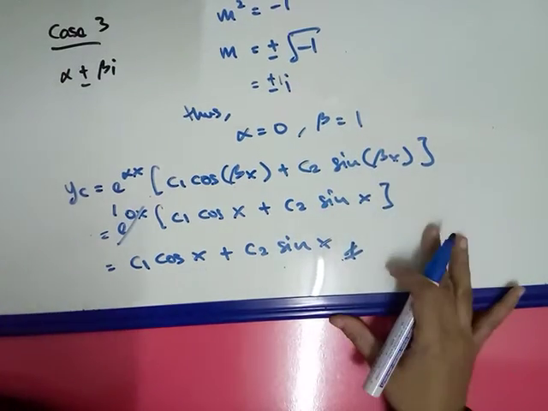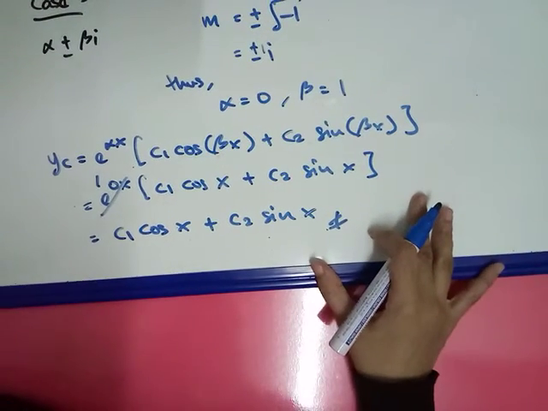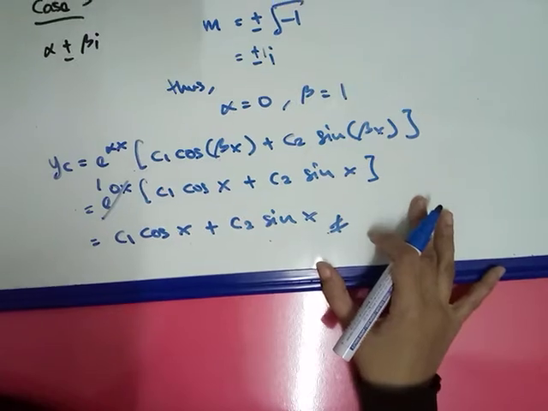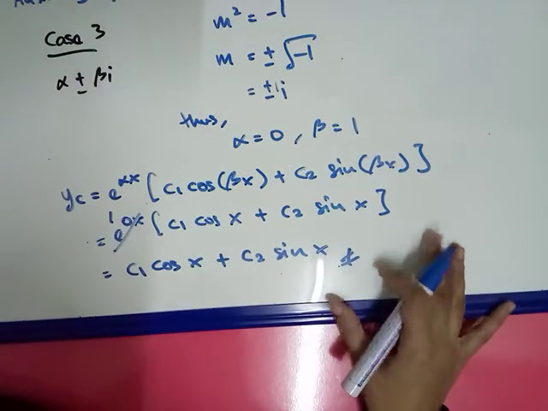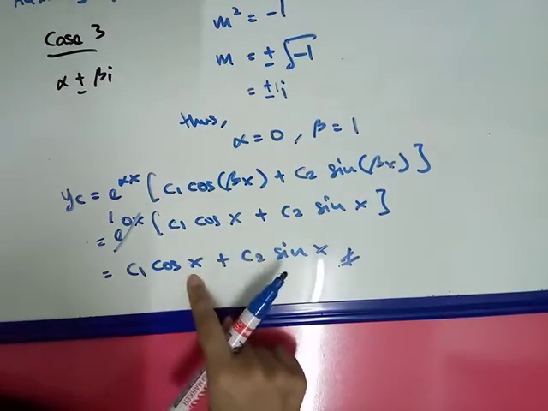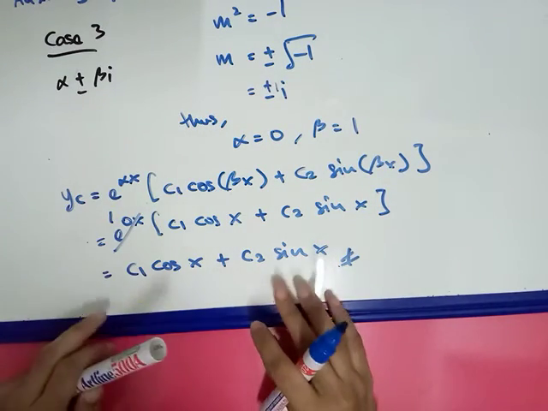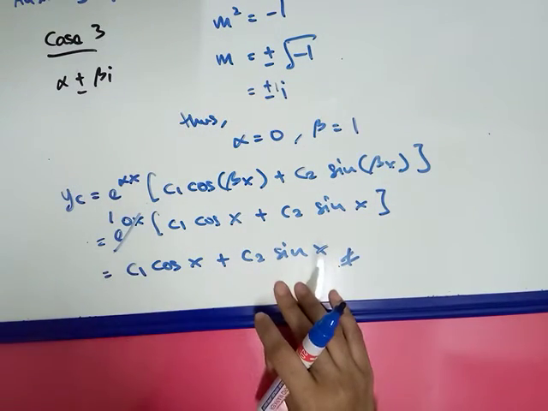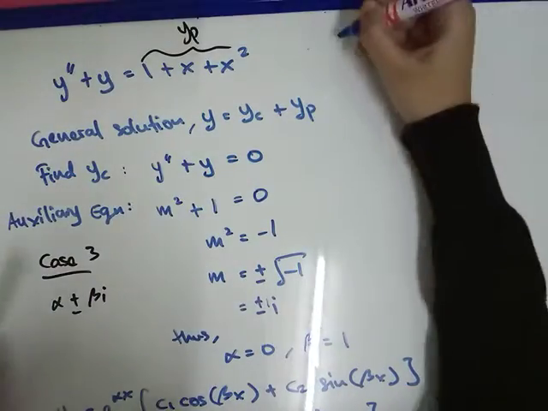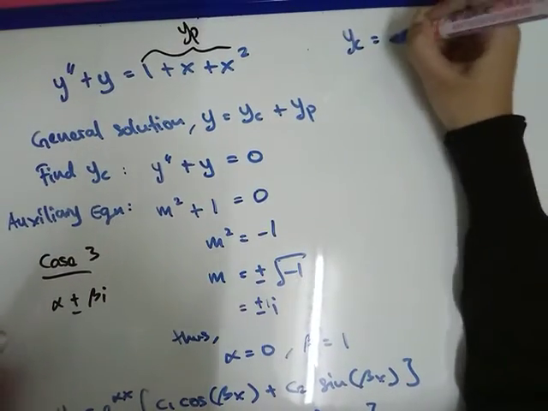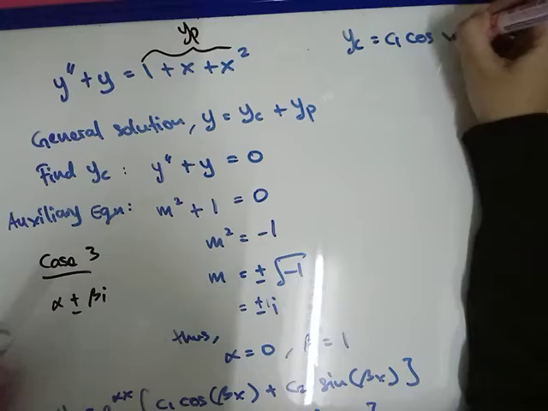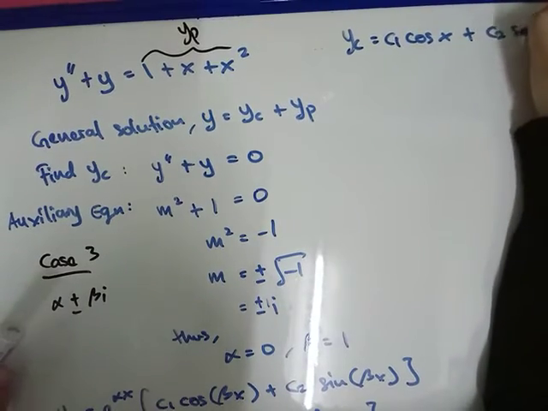C1 cos x plus c2 sin x. This is the answer. Do you understand? 1 times c1 cos x is c1 cos x, and 1 times c2 sin x is c2 sin x. So this is the answer for yc. So yc is c1 cos x plus c2 sin x.